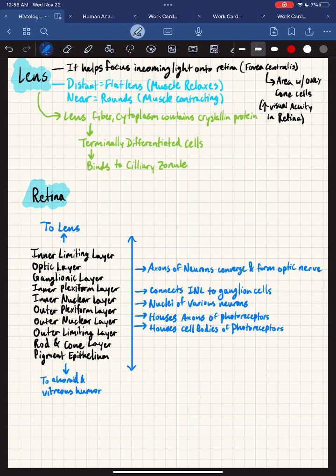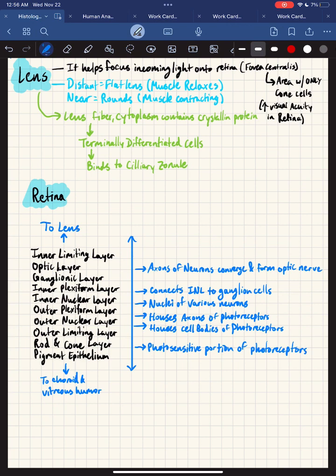And obviously, rods and cones being photoreceptors themselves, this layer specifically is going to be the photosensitive portion of photoreceptors.